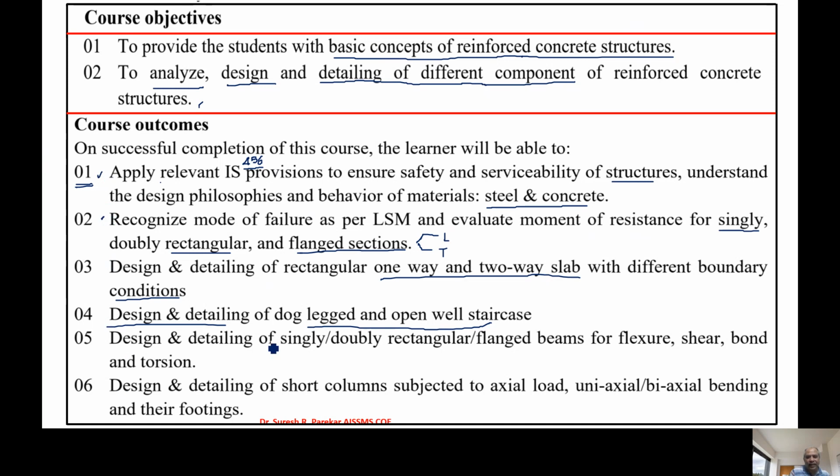Then we have design and detailing of singly, doubly rectangular and flanged beams for flexure, shear, bond and torsion. First, we are going to determine the moment of resistance of the cross sections, and here we are going to design the beams, and that design is for flexure, shear and bond. Actually, torsion provisions are there in the IS code. Then we have design and detailing of short columns subjected to axial load, uniaxial, oblique biaxial bending and their footings.